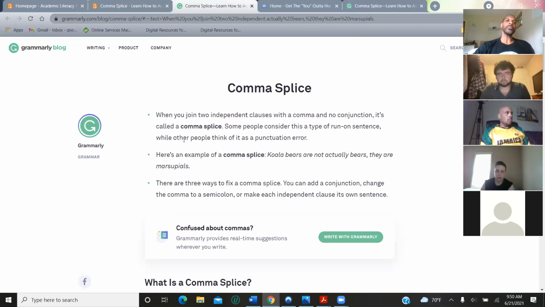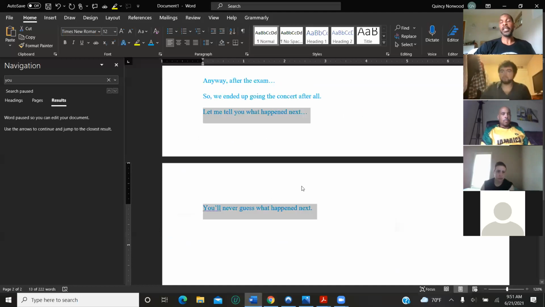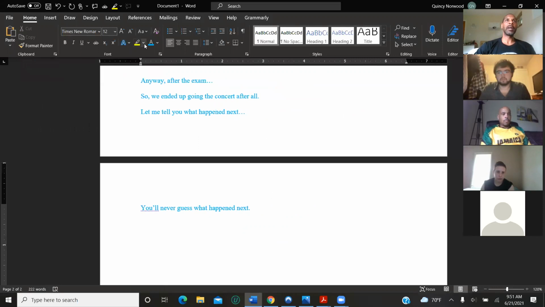But just as a review, first thing, of course, the feedback key is the same as your first draft. So like the turquoise highlighting, it just means comma splice.